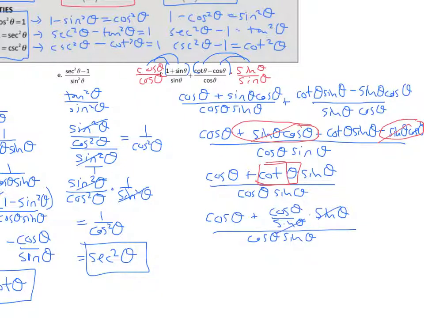And these sine thetas cancel. So I just end up with cosine theta plus cosine theta, which is 2 cosine theta on the top over cosine theta sine theta. And then my cosine thetas cancel, and I end up with 2 over sine theta. But a better way to write that without a quotient or without a fraction is going to be 2 cosecant theta.